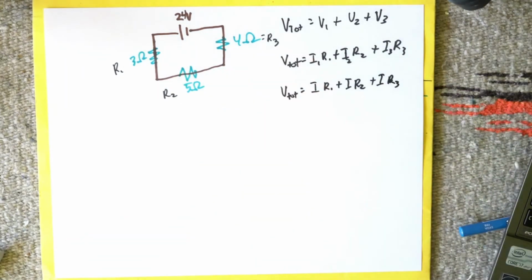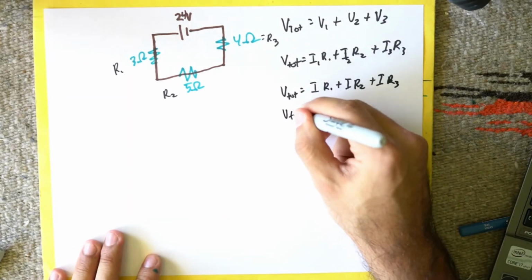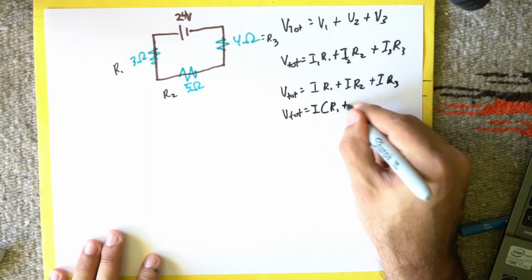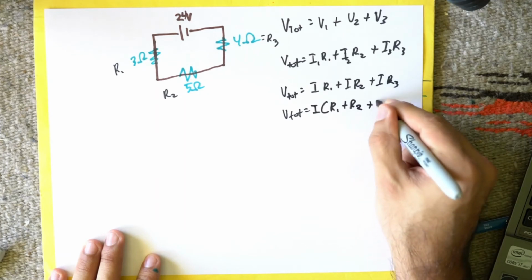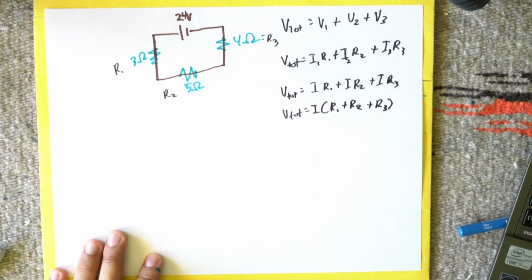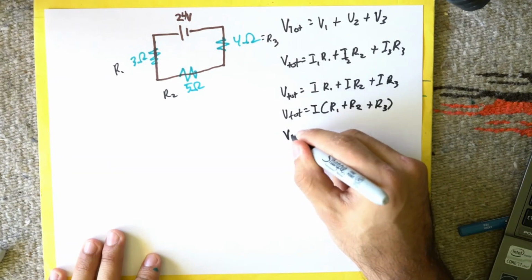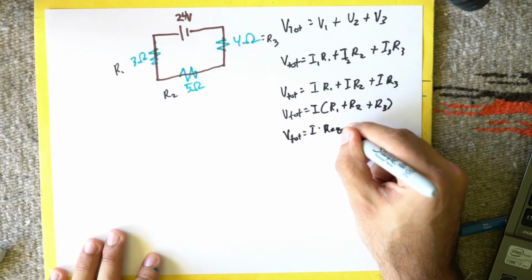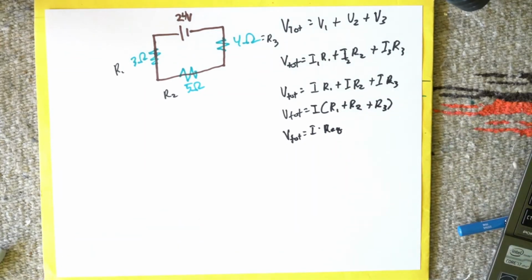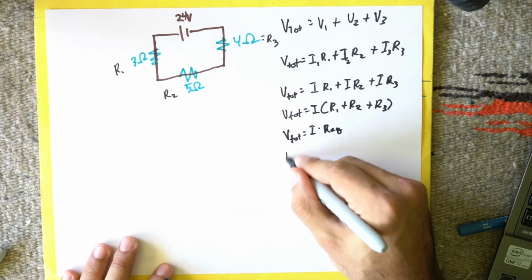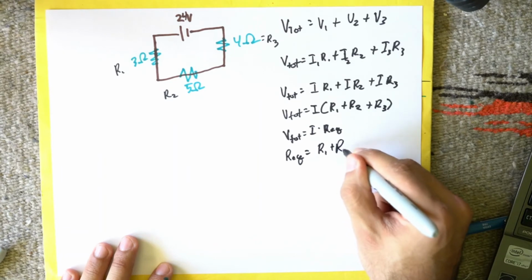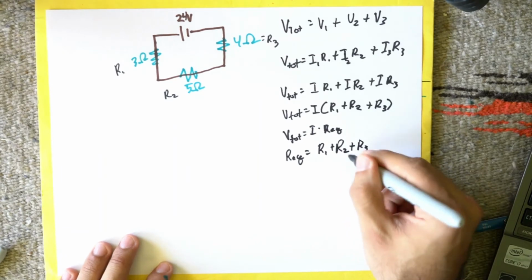Since the current is the same everywhere, do you see something that I see? Let's take that out. V total equals I times R1 plus R2 plus R3. Now in this situation, you can see that V total is equal to I times the equivalent resistance. And you see, if I have 3 resistors, the equivalent resistance is going to equal R1 plus R2 plus R3.